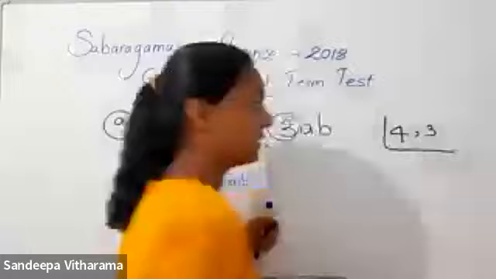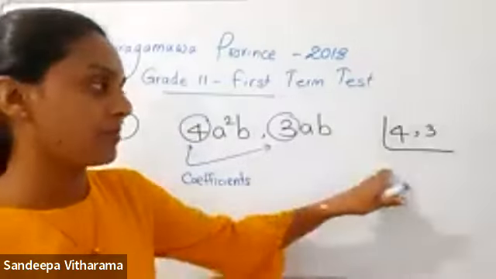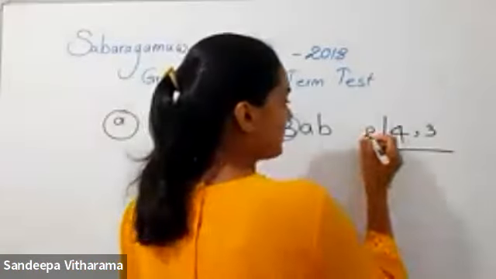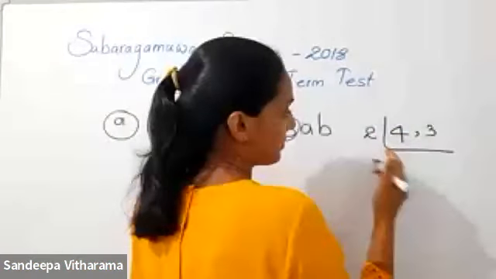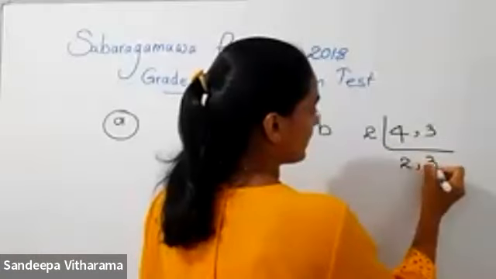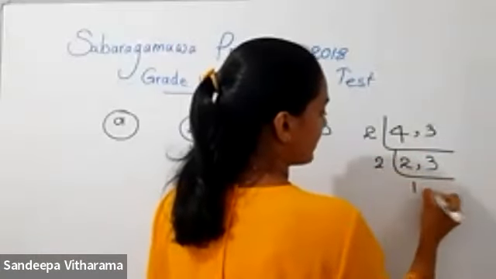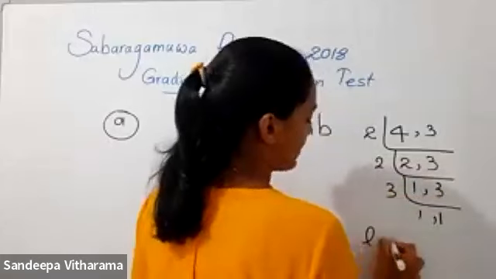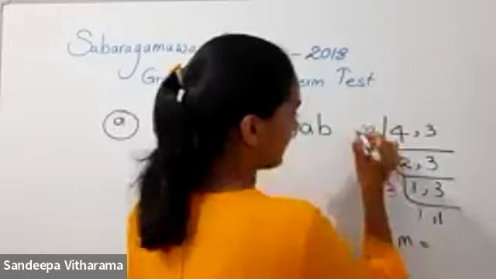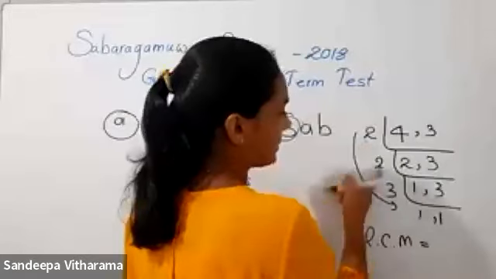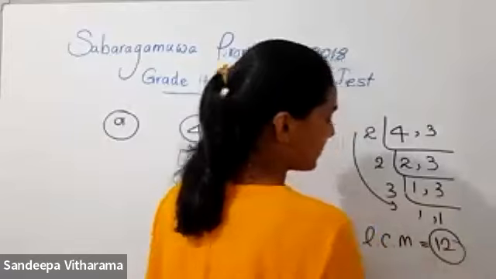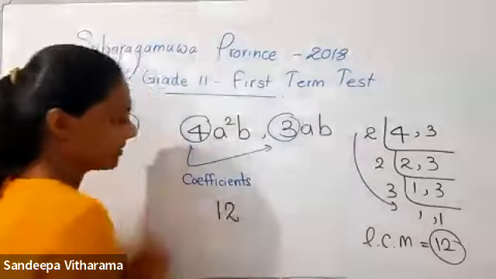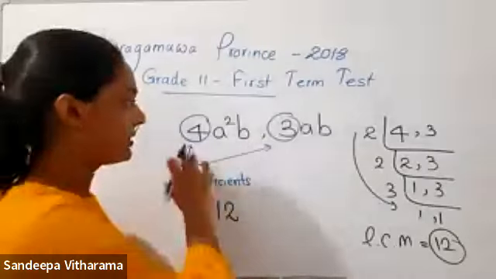And find the least common multiple of these numbers. How do we find the least common multiple? Divide these numbers by 2, then by 3, and the least common multiple is obtained. Multiply 2 into 2, 4, 4 into 3 is 12. Okay. Then 12 is the least common multiple of these two numbers.